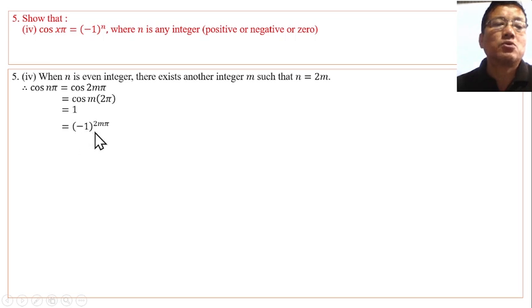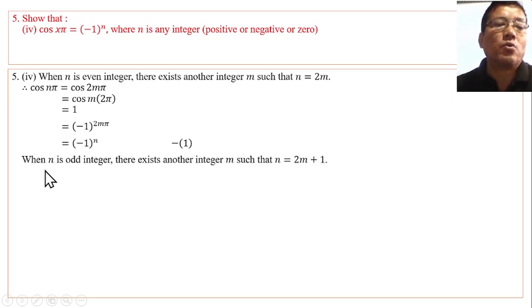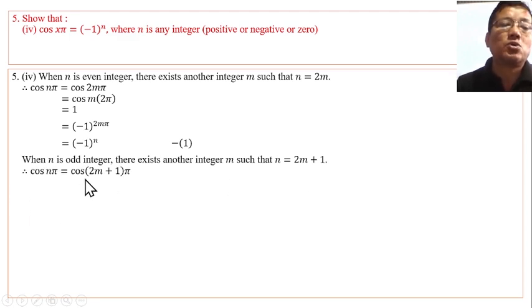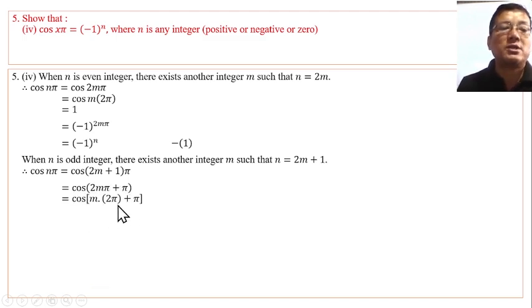So it is 1, which is minus 1 to the power twice m pi. Twice m, the n is equal to 1. When n is an odd integer, there exists another integer m such that n equals twice m plus 1. Then cos of n pi is the cos of twice m plus 1 times pi, which is m times twice pi plus pi. Cos of pi is minus 1.